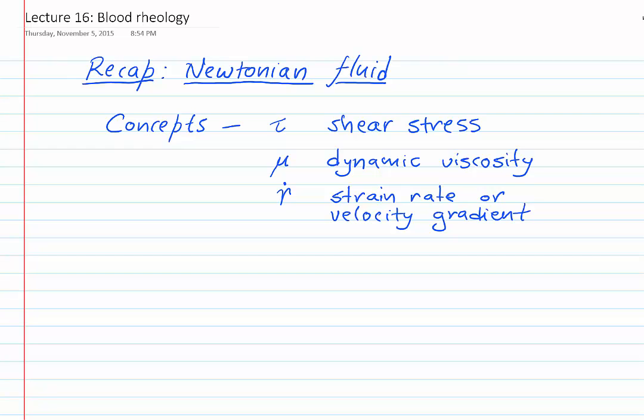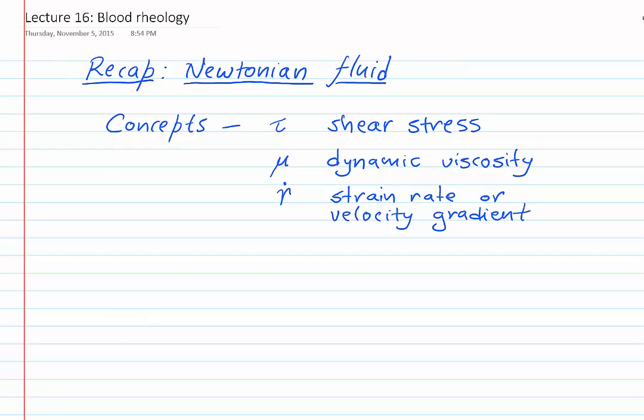I want to start today's lecture by recapping the last few concepts that were discussed in the last few lectures. One of the concepts is a Newtonian fluid. The concepts related to this are shear stress, dynamic viscosity, and strain rate or velocity gradient. For a Newtonian fluid, dynamic viscosity is constant and it is defined as the relationship between shear stress and the strain rate or velocity gradient.